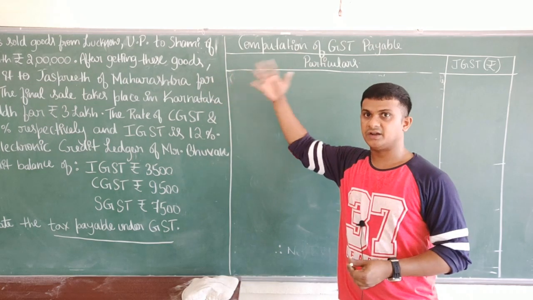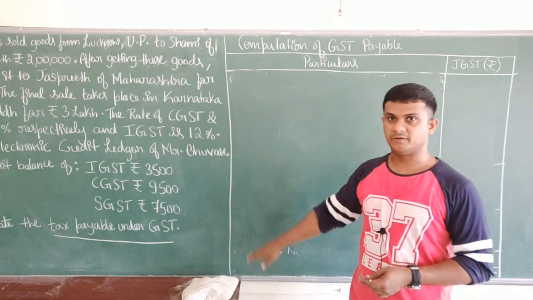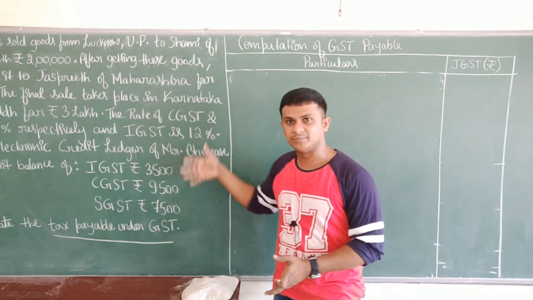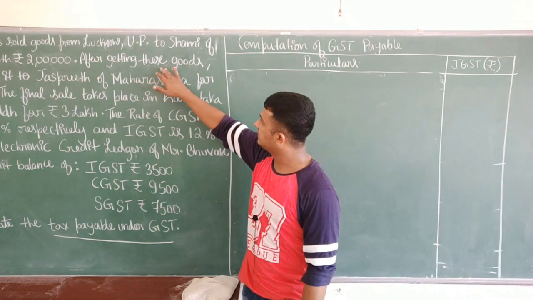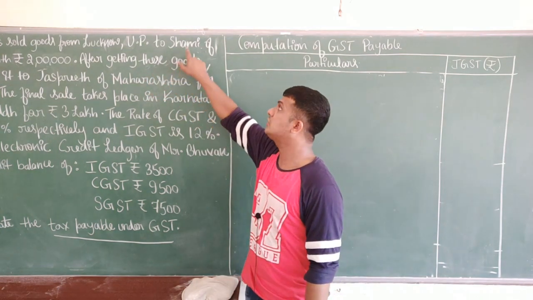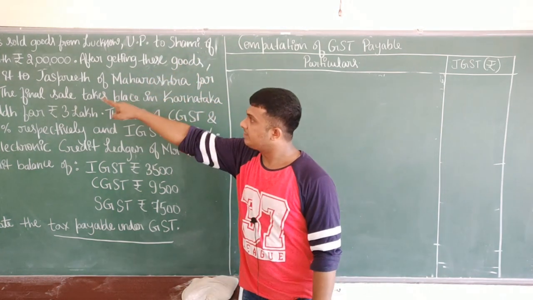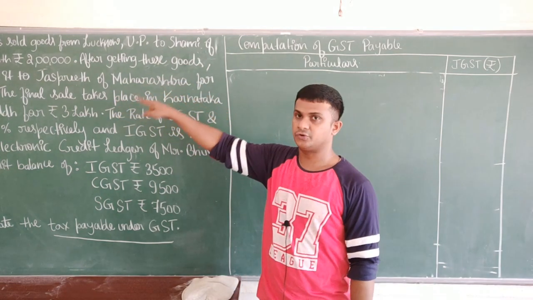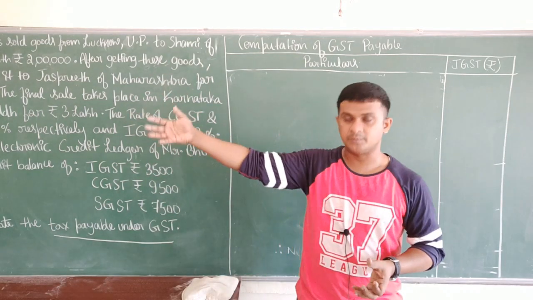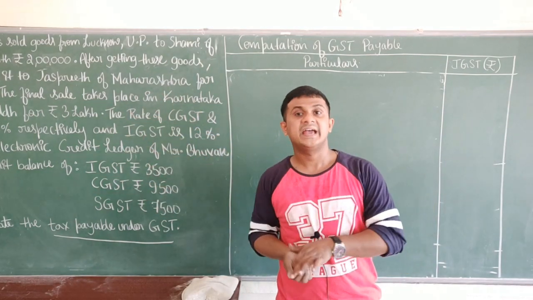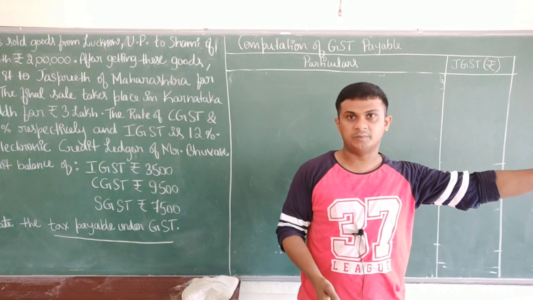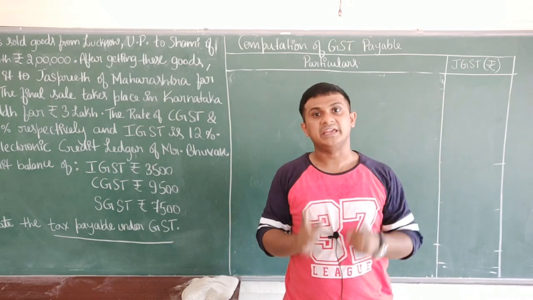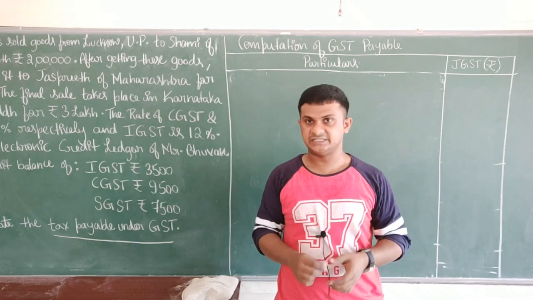First transaction's net GST payable we have calculated. We'll proceed towards our second transaction. In the same set of transactions they have given: after getting these, Shami resells it to Jaspreet of Maharashtra for rupees 2.5 lakh. Shami purchases from Bhuvan, and then he is selling it to Jaspreet of Maharashtra. Shami is in UP and Jaspreet is in Maharashtra.